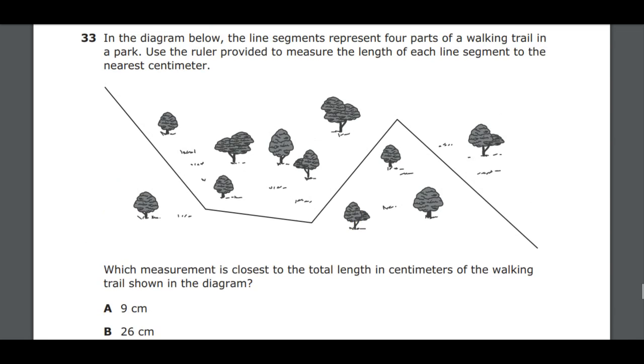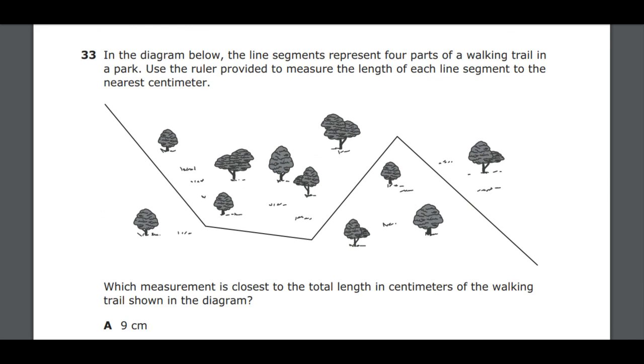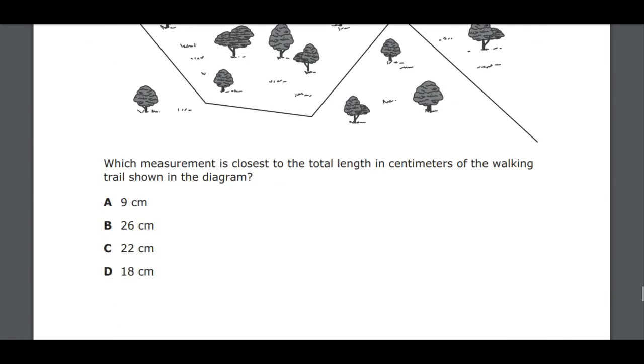33. In the diagram below, the line segments represent 4 parts of a walking trail in a park. Use the ruler provided to measure the length of each line segment to the nearest centimeter. You do not need a ruler. You have one that's attached to your test on that paper. There is an inch ruler on one side of the paper and a centimeter ruler on the other. Which measurement is closest to the total length in centimeters of the walking trail shown in the diagram?